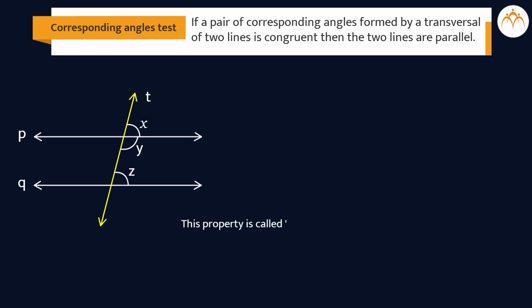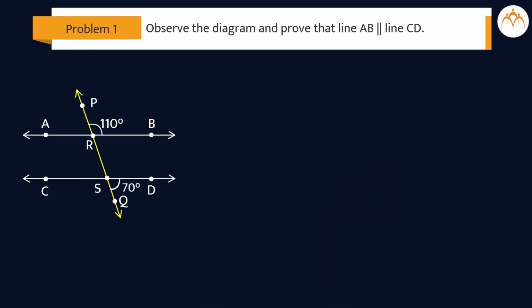This property is called the corresponding angles test for parallel lines. Now that we have studied the tests for parallel lines, let's solve a few problems based on them. Observe the diagram and prove that line AB is parallel to line CD.